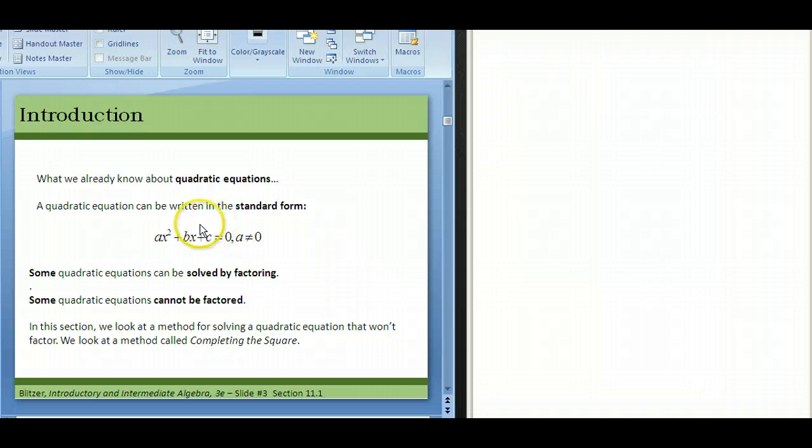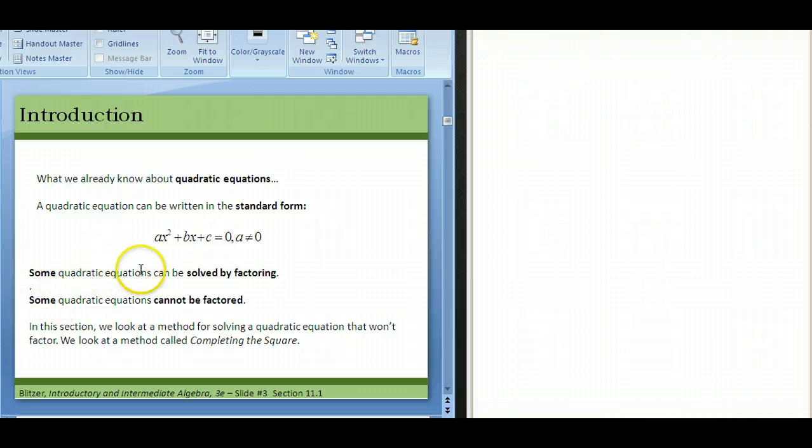They're usually written in standard form like this: ax squared plus bx plus c equals 0. We don't want a to be 0 so that we actually get this x squared term in the front. Otherwise, if a is 0, we're just going to get something linear, bx plus c equals 0. So we want to make sure a is not 0.